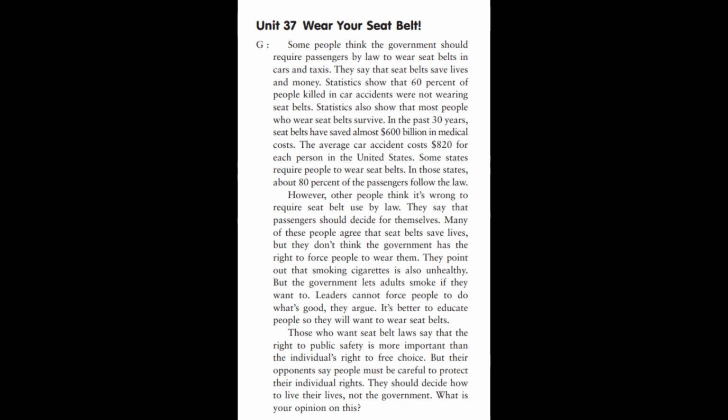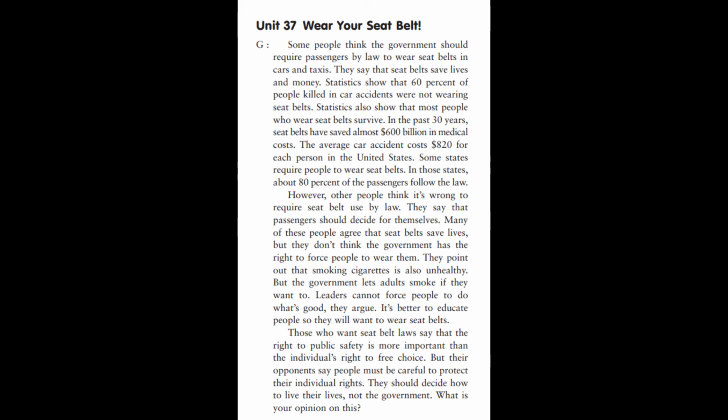In the past 30 years, seatbelts have saved almost $600 billion in medical costs. The average car accident costs $820 for each person in the United States. Some states require people to wear seatbelts. In those states, about 80% of the passengers follow the law. However, other people think it's wrong to require seatbelt use by law.